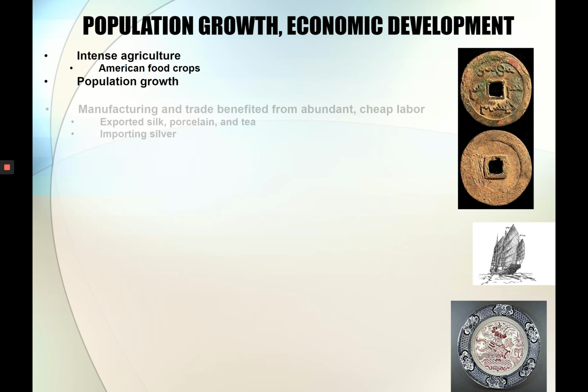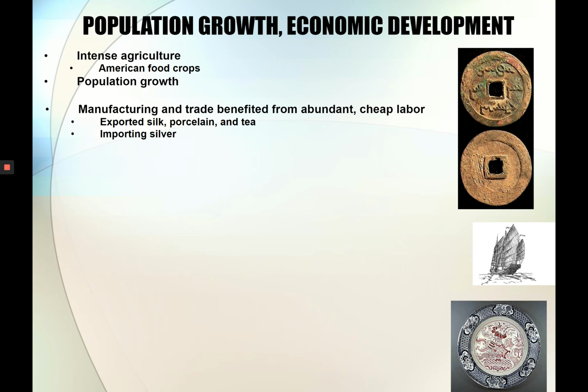We're also going to see a huge increase in manufacturing. And one of the key resources that China had was an availability of cheap labor. And with that, they were able to export large quantities of silk and porcelain. Those remain kind of China's key export items. Tea is also going to become a big export item of China.